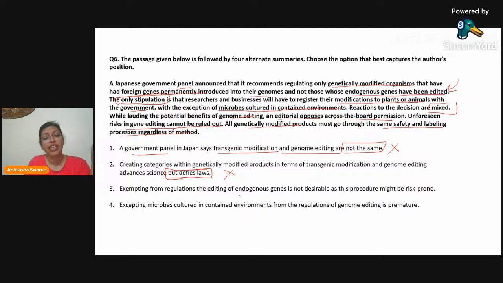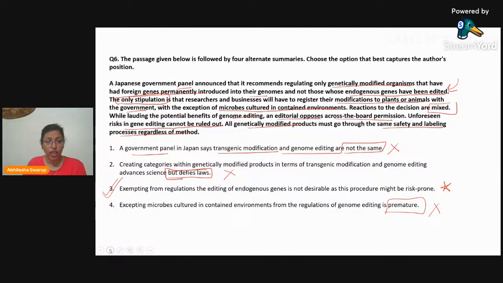Option three: exempting from regulations the editing of endogenous genes is not desirable as this procedure might be risk prone. Well, this is okay. I'll put a star on this. Sort of okay. Option four: accepting microbes cultured in contained environment from the regulations of genome editing is premature. No, wait, the passage does not say that it is premature. The passage says there is a problem. So four is also incorrect. The best of these options is option number three, and that's why it should be your correct answer. Though it's not the best answer, it is the best of all.